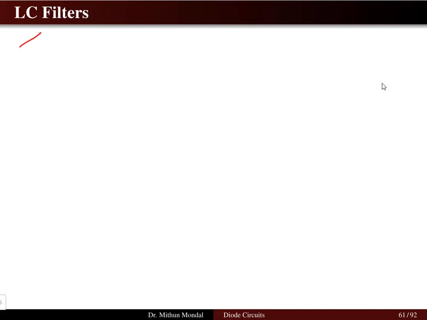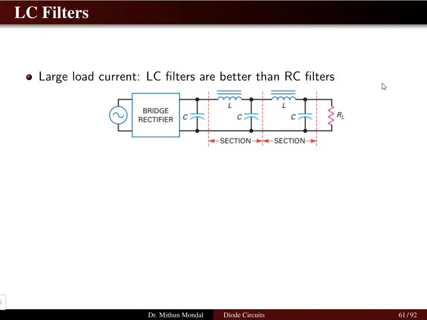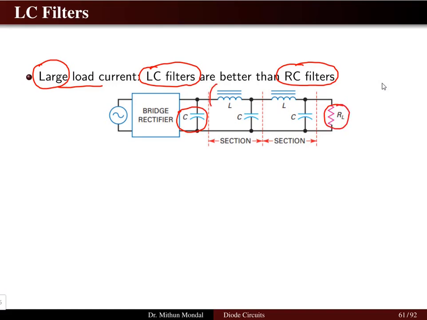Next we will take the LC filter. We have used the RC filter for small load current. If the load current is large, then it is beneficial to use an LC filter in comparison to an RC filter. Here you can see the capacitive filter and the resistive load, and the section will now be made up of an LC combination rather than the RC combination.